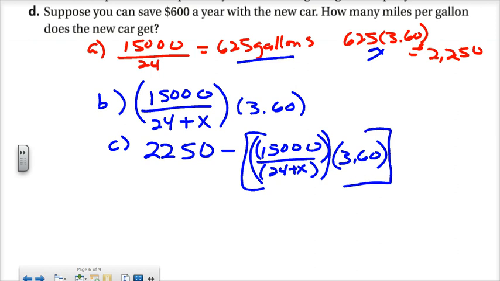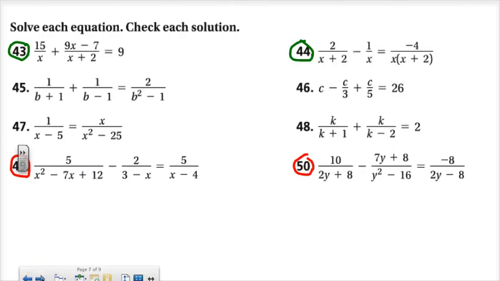And then we would be able to figure out the last part of this, but basically I just wanted you to be able to be sure that you could do parts A, B, and C during all of this. So you've increased your gas mileage and you want to figure out how much money you're saving, and that would be the amount of money you're not spending of that $2,250.